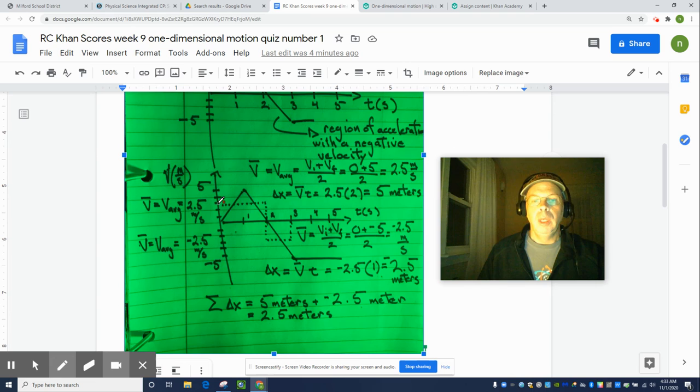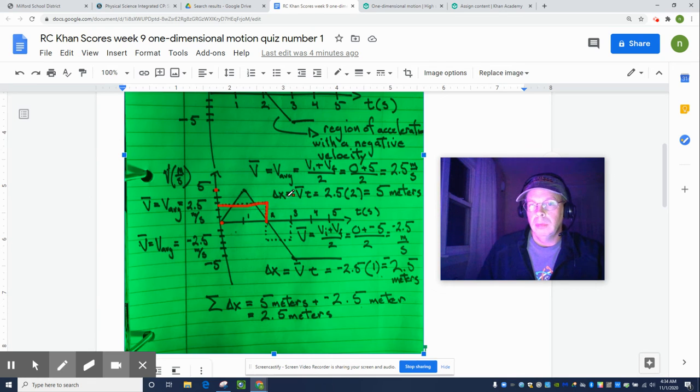So if you go from 0 to 5, you can pretend you're moving at 2.5. So this is the first average velocity equation. It's right in between the initial and the final. If you start at 0 and you end at 5, you can pretend you're moving at 2.5 meters per second for this entire 2-second interval.